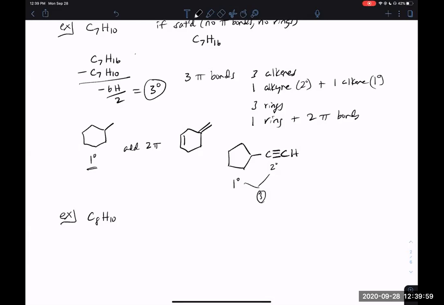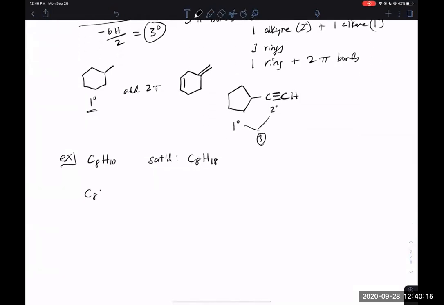Okay, so first step, if it's saturated, it's C8H2N plus 2. 2 times 8 is 16, 17, 18. C8H18. Then I just subtract. I have C8H18 minus C8H10, and I'm missing 8 hydrogens. Every 2 missing is a bond or a ring, so I divide by 2, and I get 4 degrees. Any questions on that?